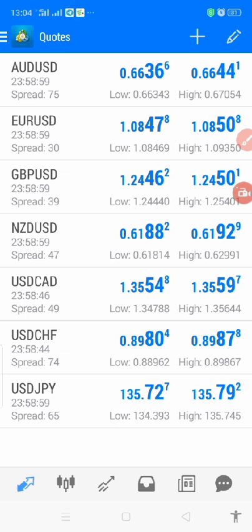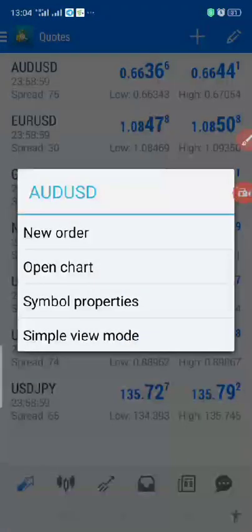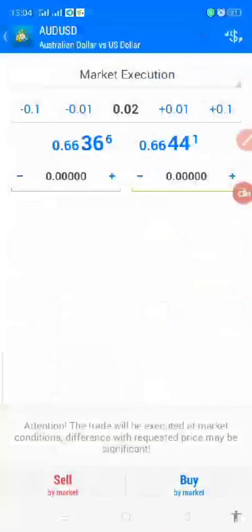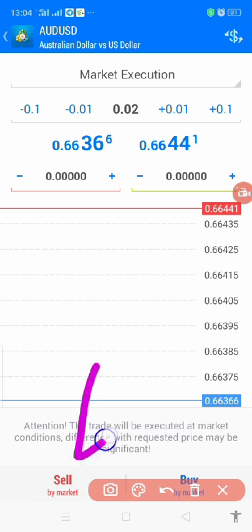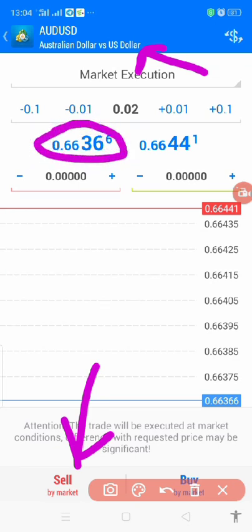Now, if you go to Aussie USD, you click on it, you go to new order, you click on sell, because when you sell, you are actually buying the United States dollars. Please take note, because the United States dollars is acting as a quote currency right now. So when you click on sell here, you're buying the United States dollars at this price.